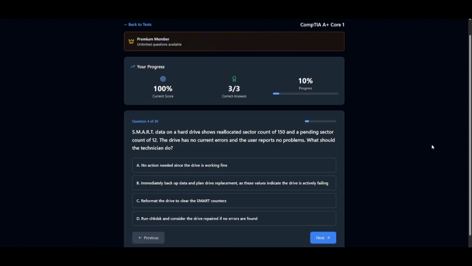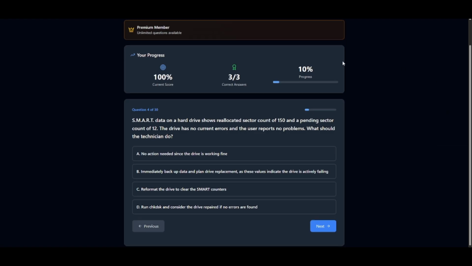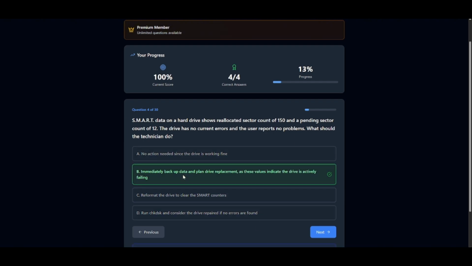Question number 4. SMART data on a hard drive shows a reallocated sector count of 150 and a pending sector count of 12. The drive has no current errors and the user reports no problems. What should the technician do? This one's a little bit more nuanced. Think about it for a moment. All right. And the answer would be B. Immediately back up data and plan drive replacement.